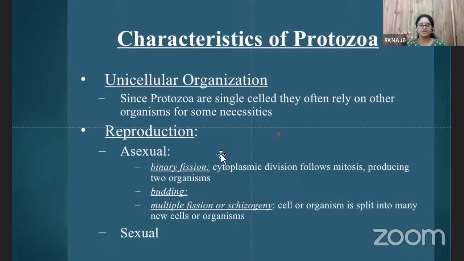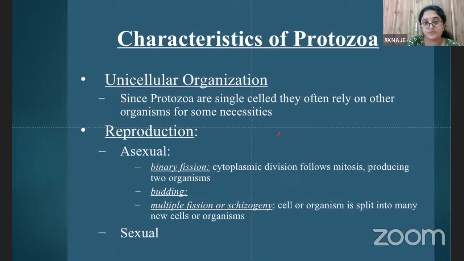The body again has a definite shape. It's covered with a thin, firm pellicle or test, which is made up of cellulose, chitin, or silica particles. Organisms in this class have more than one flagellum, used for locomotion as well as to capture food. They are monomorphic, meaning they have only one nucleus. Nutrition is holophytic, which is autotrophic; it can prepare its own food. An example is Euglena. Holozoic or heterotrophic means it can take food from outside also. Saprozoic or mixotrophic means the food is taken as nutrition from other sources.